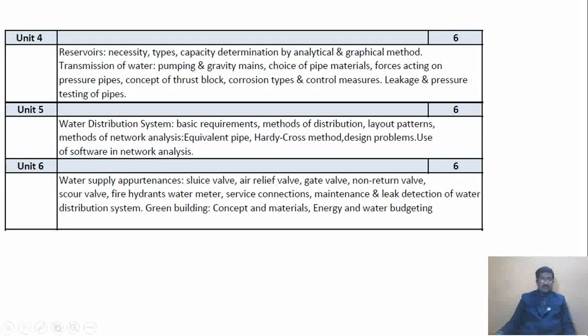Unit 6 also comprises 6 lectures, and the contents are water supply appurtenances, sluice valve, air relief valve, gate valve, non-return valve, scour valve, fire hydrants, water meter, service connections, maintenance and leak detection of water distribution system, green building, concept and materials, energy and water budgeting. So these are the contents of the various units of water supply engineering.